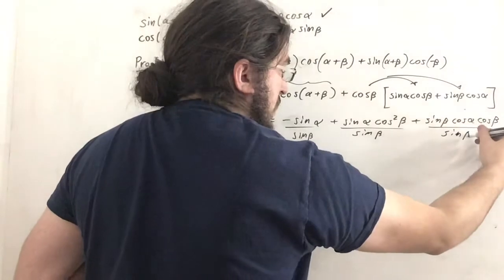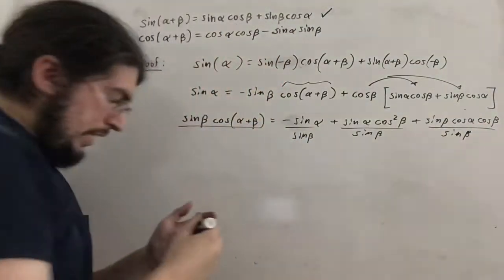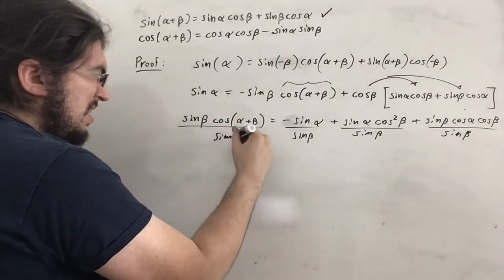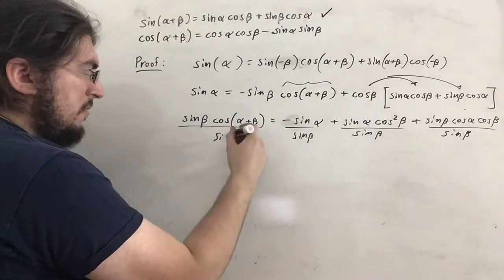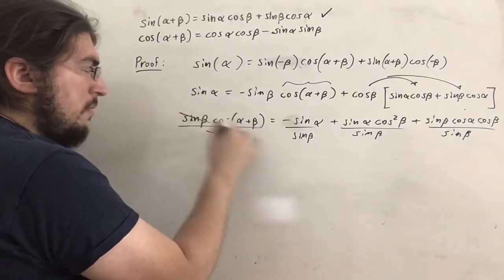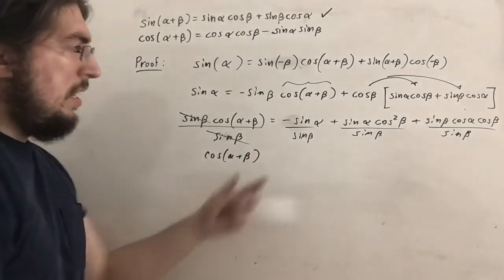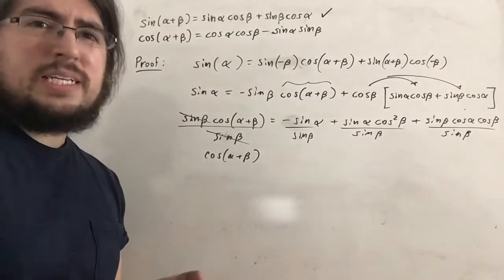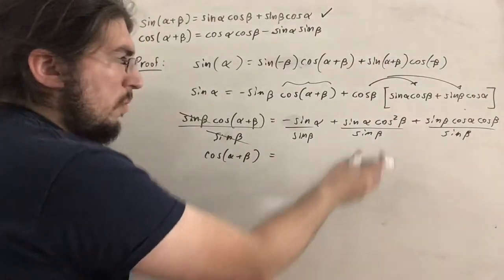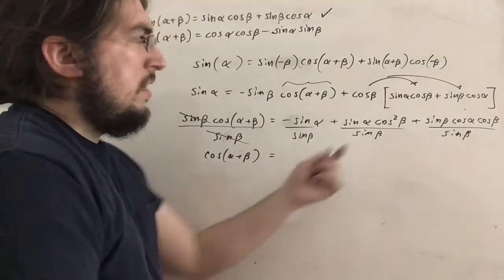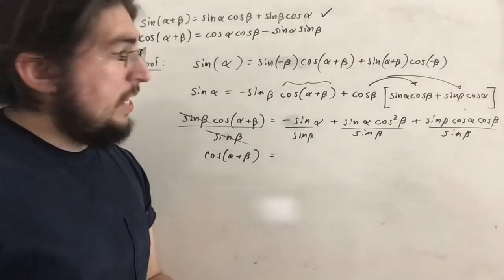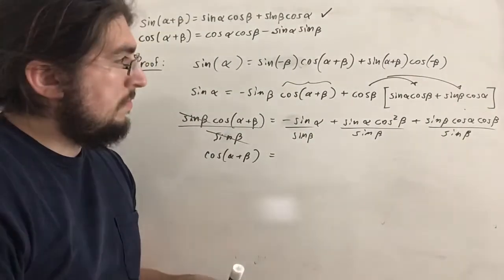All right. Now, of course, there's a lot of cancellation here. We get cancellation in the first one, of course, so we get exactly what we're looking for: cosine of alpha plus beta. Here, there's no cancellation. We just get that weird fraction. There's cancellation in the second one here. So let me show that.